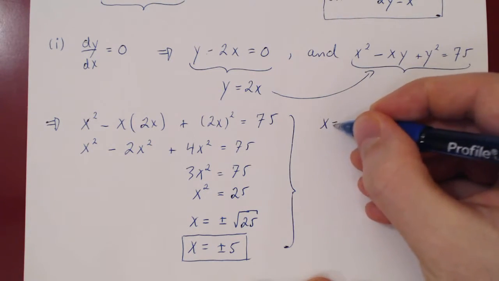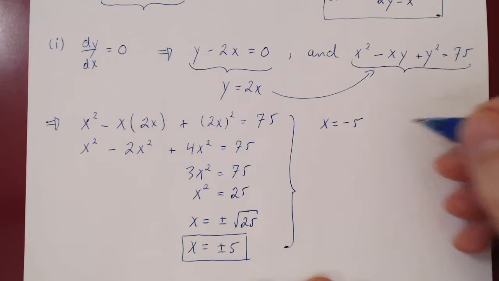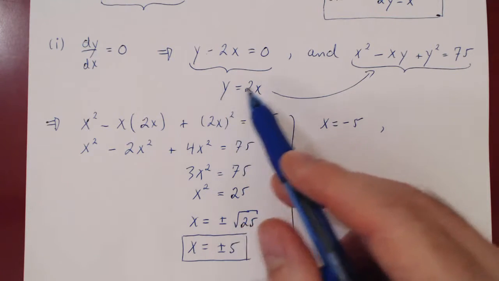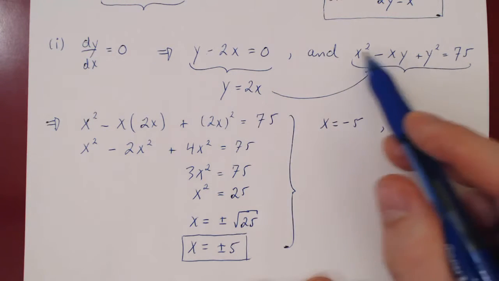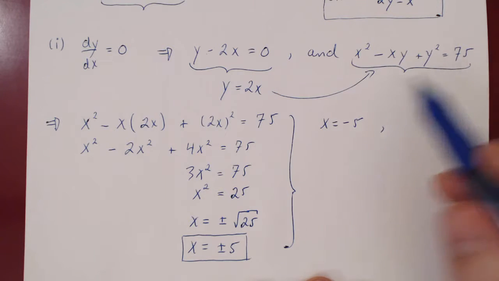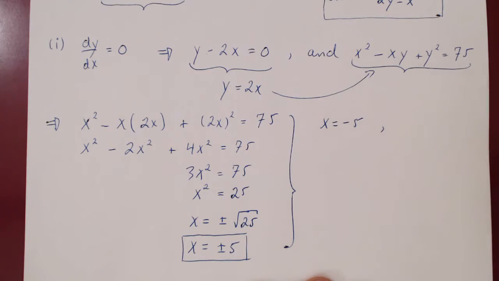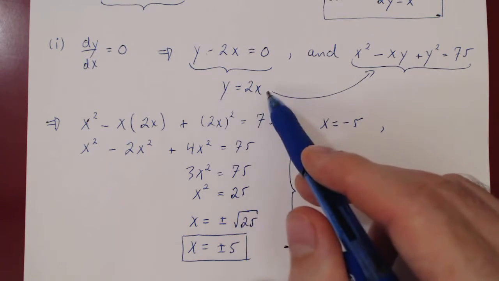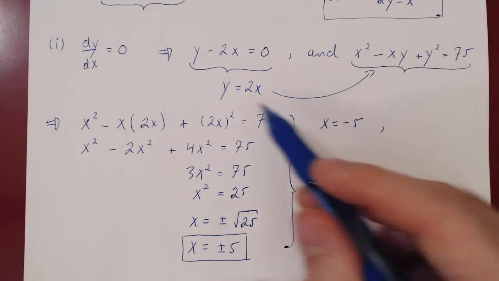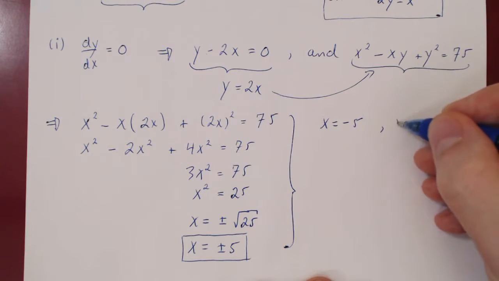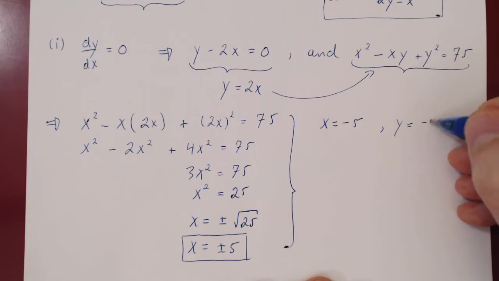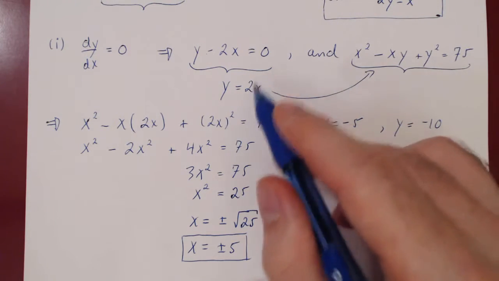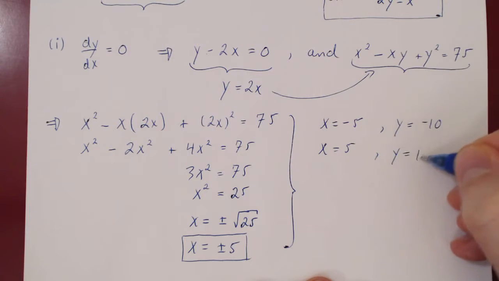Well, in the one case, x is negative 5. If x is negative 5, well, we know that both of these equations have to be true. Y must be 2x, and this equation must be true. Well, given that x is negative 5, the simplest equation that will allow us to solve for y is clearly not this one, but this one. So if x is negative 5, y is 2 times negative 5, hence y is negative 10. And if x is positive 5, y will be 2 times 5, positive 10.